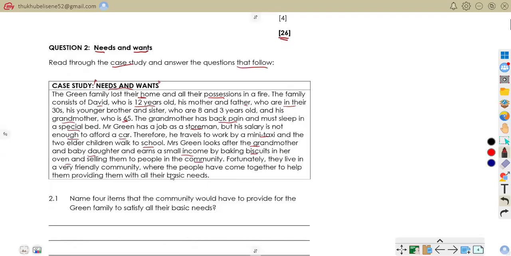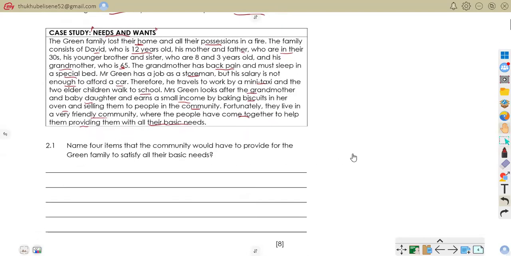Fortunately, they live in a very friendly community where people have come together to help them, providing them with all their basic needs. So now we are to answer the questions that follow after this case study.